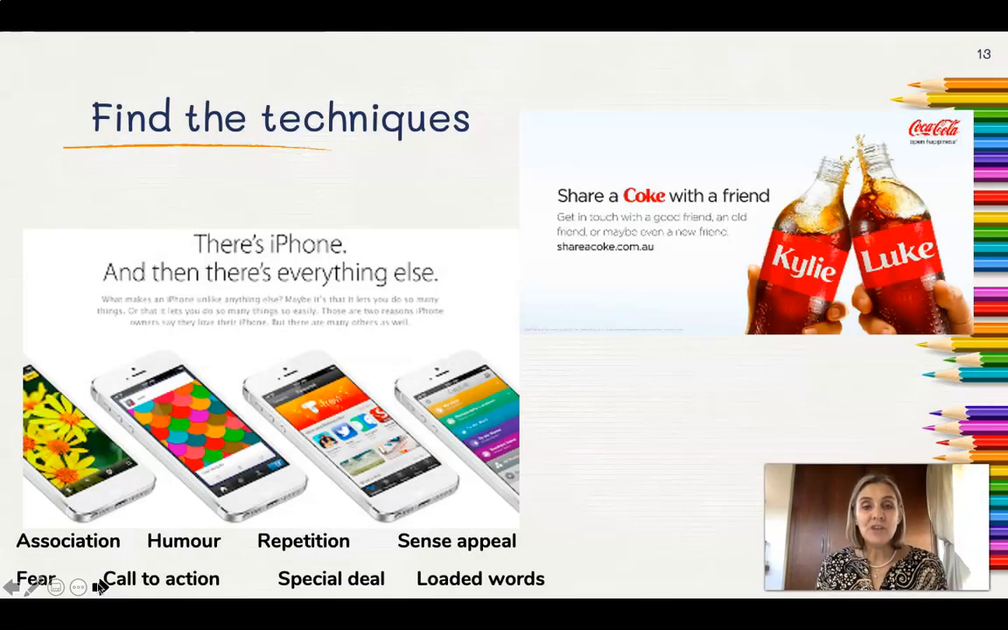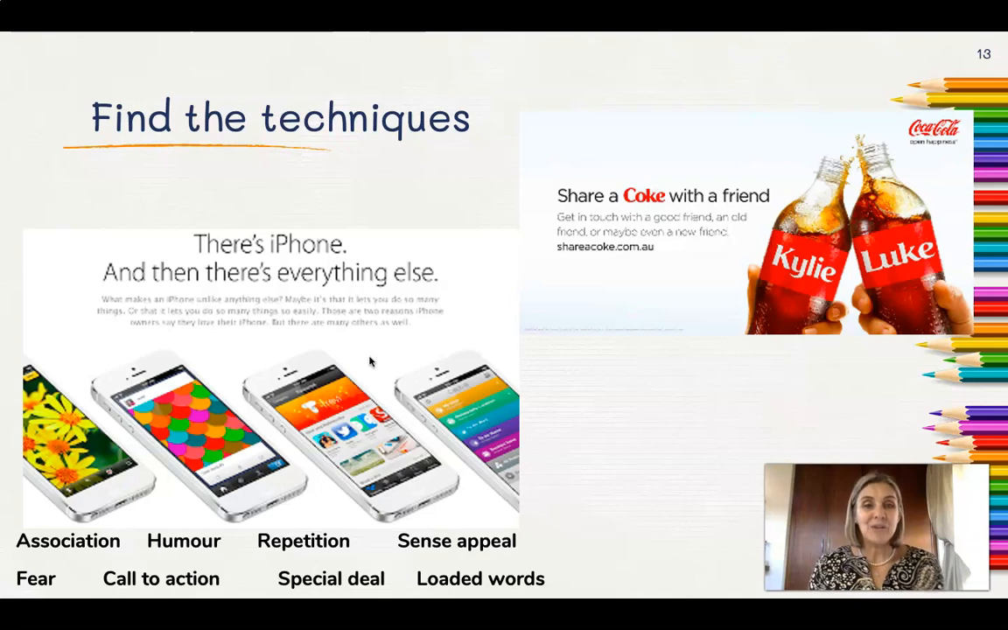So let's try and look for those techniques. At the bottom of the screen, you can see those techniques that I've put in there for you. So let's take a look at, there's iPhone and then there's everything else. So even if we don't look at the bottom parts, which we can't really read, let's just look at the top part. There's iPhone, and then there's everything else.